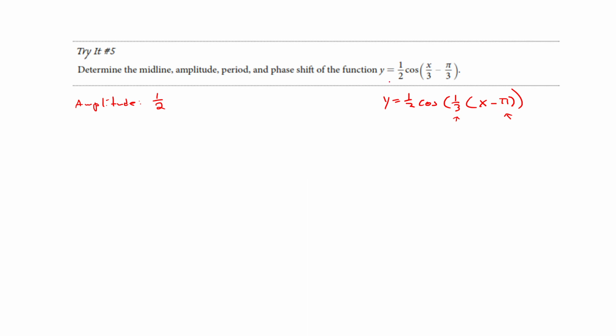So I don't like this. I don't leave it like this. I factor out whatever's in front of the x. So I'm factoring out a 1/3.